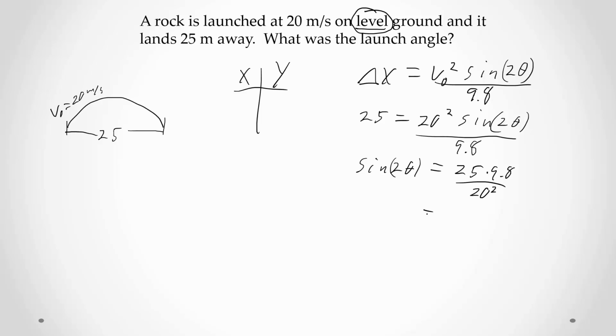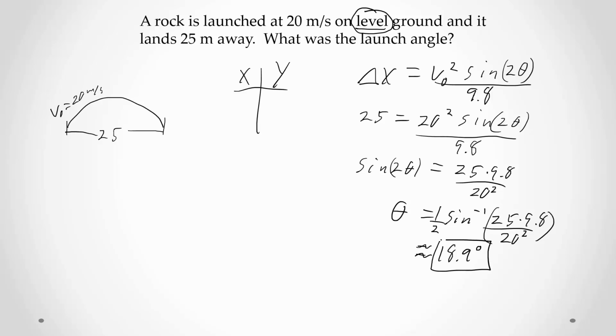And then we have to take the inverse sine, or the arc sine, of both sides: 25 times 9.8 over 20 squared. Throw that in your calculator. This is going to equal 2 theta, so if we divide by 2, that is going to give us theta. And this works out to be a nice 18.885, or I'll just round to 18.9 degrees. I'll make squiggly signs there for the mathematicians who worry about stuff like that. So that is the initial angle at which we were launched.